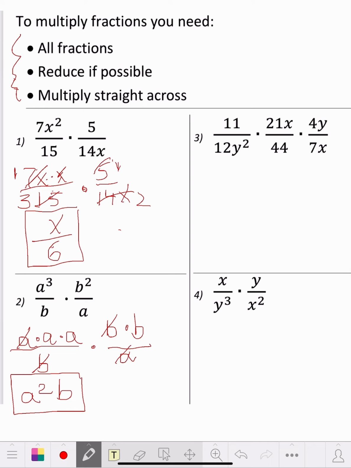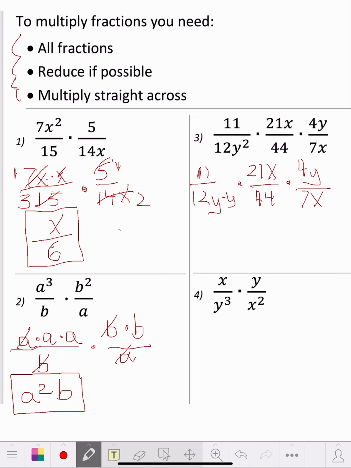Now we're going into the next one, number 3. Now we got 3 different ones, okay? Hey, we solved 3 different ones on the last one, and we can do it on this one, okay? So, hey, let me rewrite this. So I'm going to have 11 over 12y times y. Now we're going to do times 21 times x over 44 times 4y over 7x. Hey, what can we reduce here?